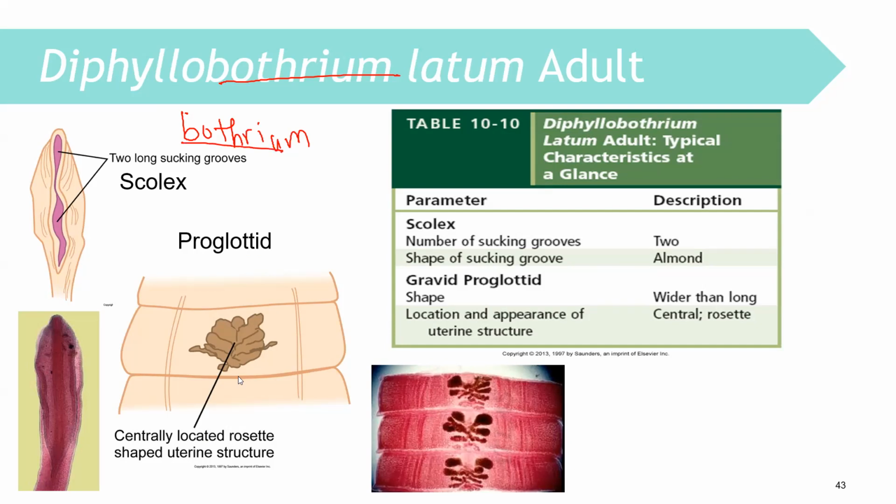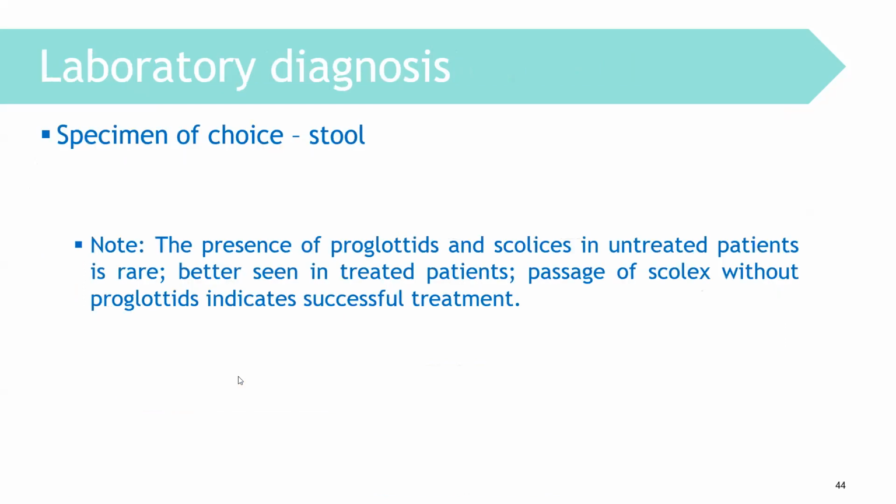Bothrium is the sucker of Diphyllobothrium latum. So the proglottid contains the rosette-shaped uterine structure that contains the egg of the parasite. In terms of the laboratory diagnosis, again, the sample of choice is the stool. The presence of proglottids and scolex in untreated patients is rare. Better seen in treated patients. Passage of scolex without proglottids indicates successful treatment.